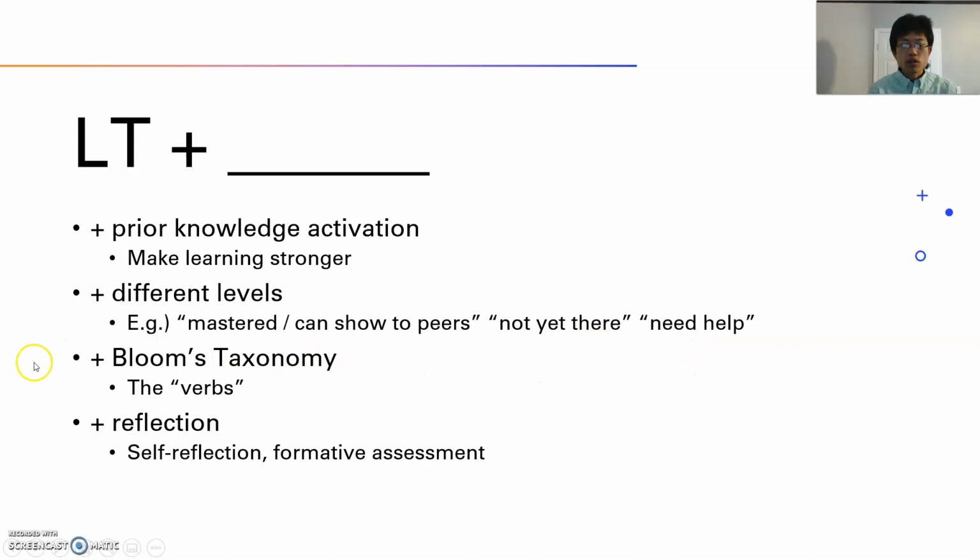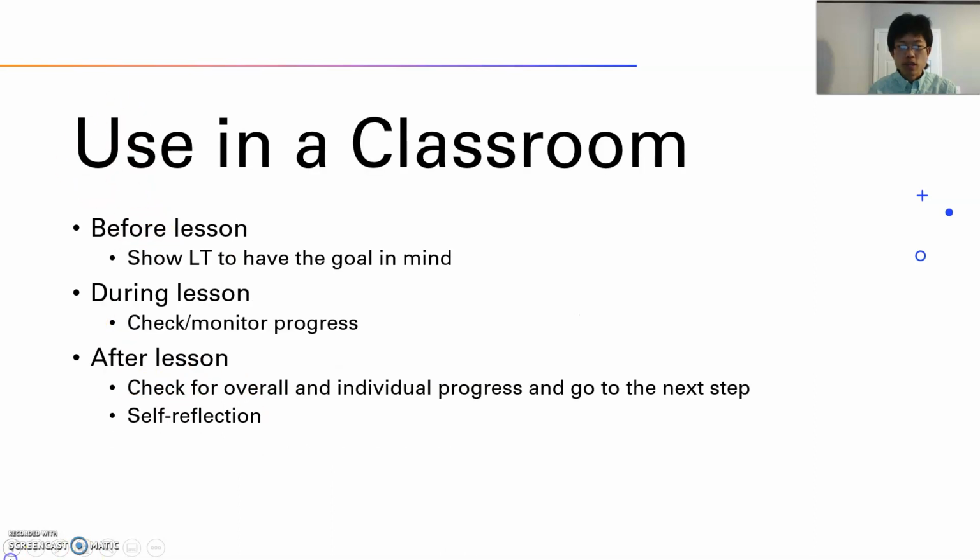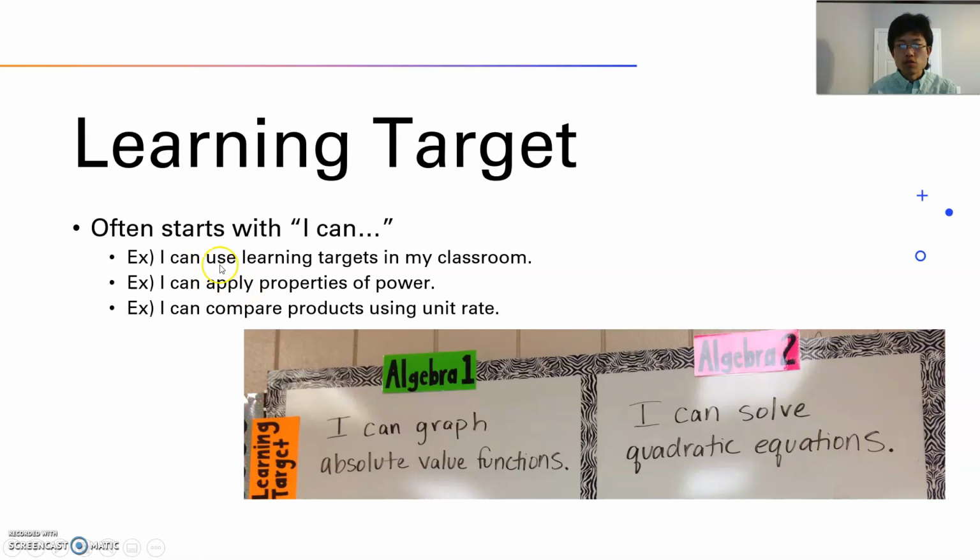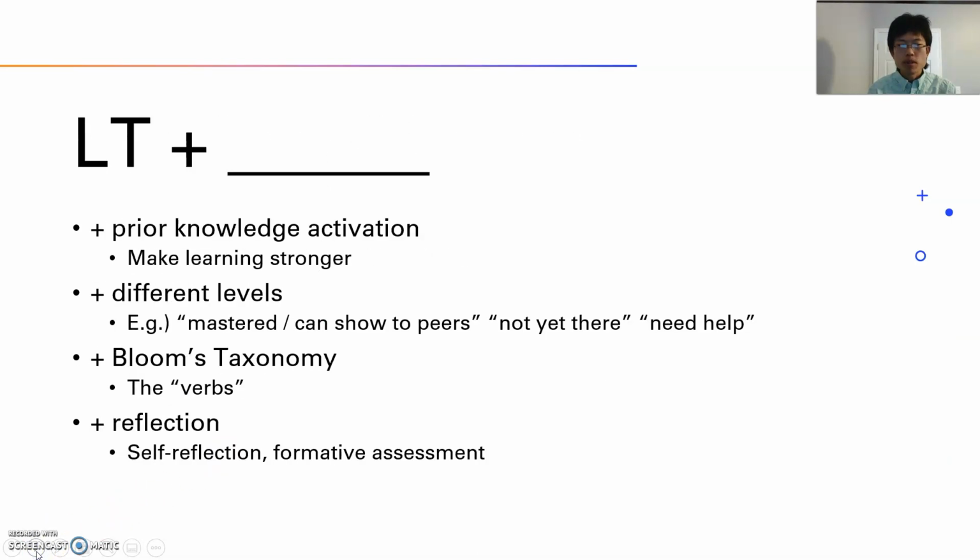Also, I want to share Bloom's taxonomy. There are 6 levels in Bloom's taxonomy, and it's often the verbs in this taxonomy that are used in the learning target. For example: use, apply, compare, create, explain, describe. Graph and solve are particular to math, but those verbs are often found in Bloom's taxonomy.